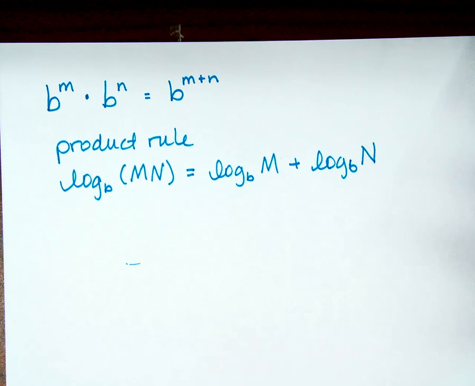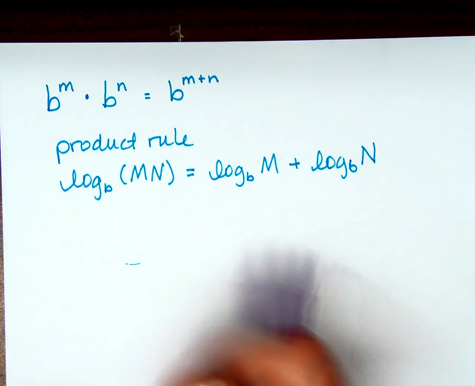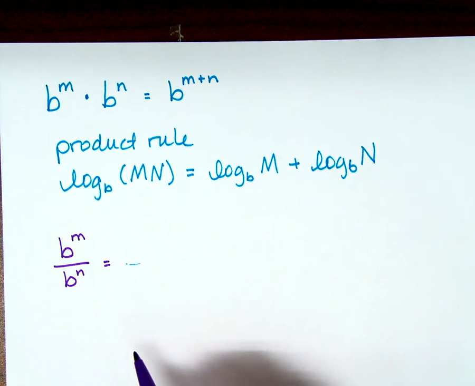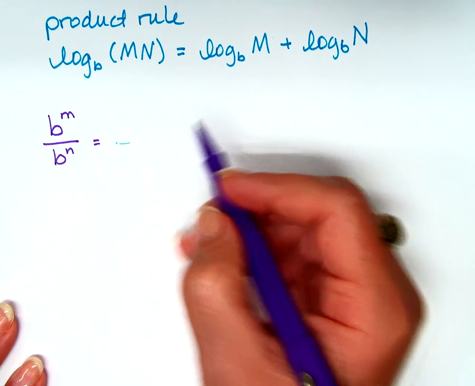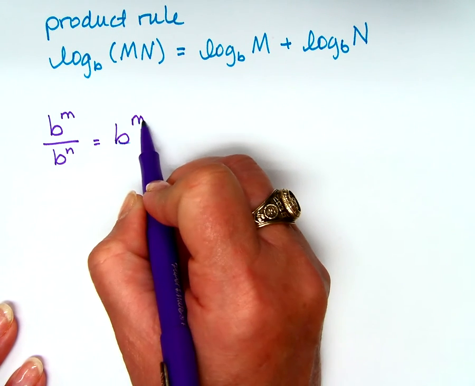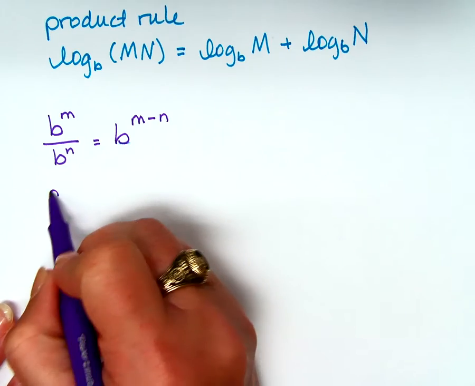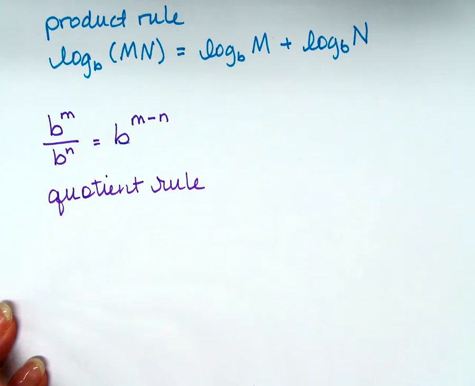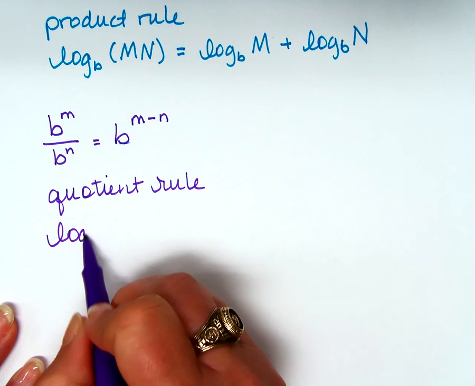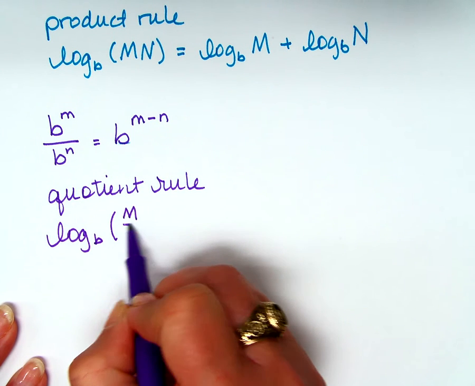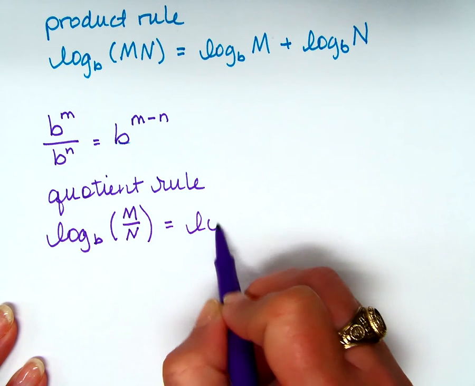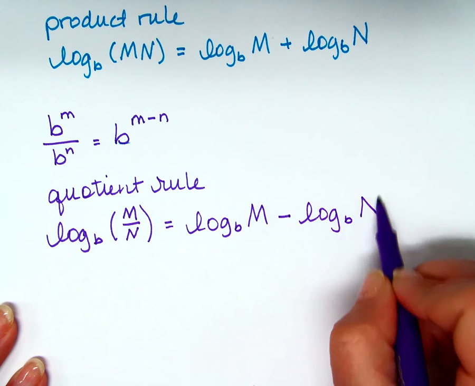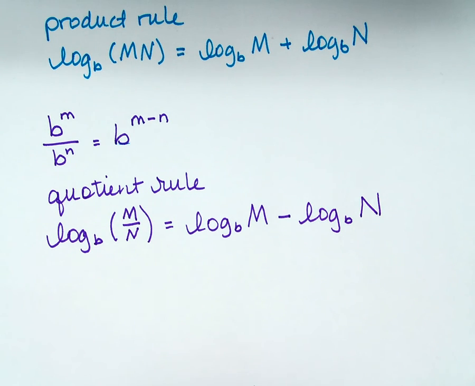Now let's talk about the quotient rule. Okay, remind me about this. B to the m divided by b to the n. What do we do? When we're dividing like bases, what do we do with the exponents? That's correct. We subtract. Okay, so we're going to use the quotient rule. And the quotient rule says if I have log base b of m over n, that is log base b of m minus log base b of n. Okay?